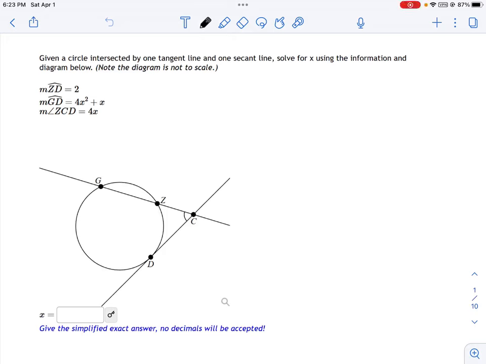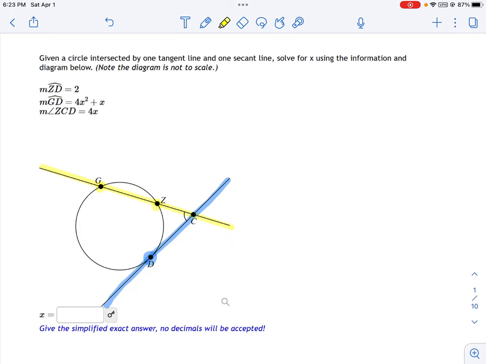And welcome. So today we're going to be working with a circle, and we have one tangent and one secant line. Just as a brief definition, a tangent line is essentially a line that will intersect with a circle at one point. So this is an example of a tangent line. A secant line just means that it intersects the circle twice. So that would be a secant line.